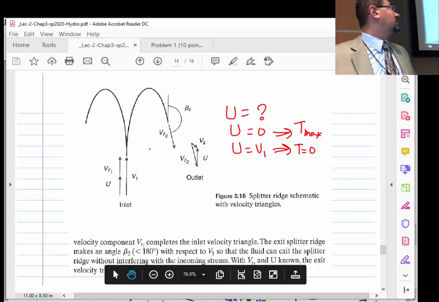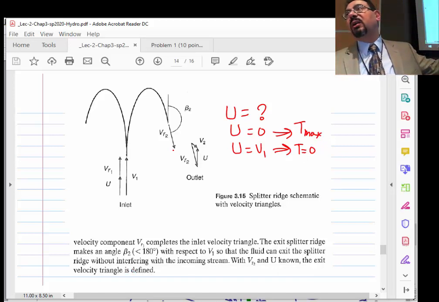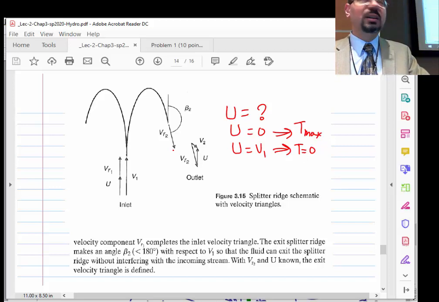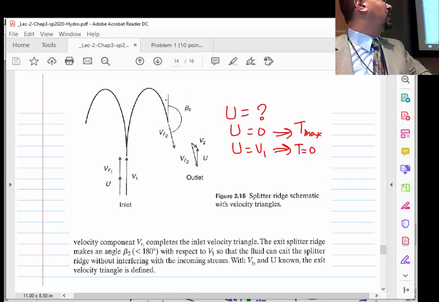But what is VR2, the relative velocity? Remember in our book, he called relative velocity VR. I know you would get confused, you think it's V radial, but no, that's V relative, unfortunately. So VR1, V relative 1, is basically whatever is left from V1 minus the U, and then it will come like this and leave with VR2.